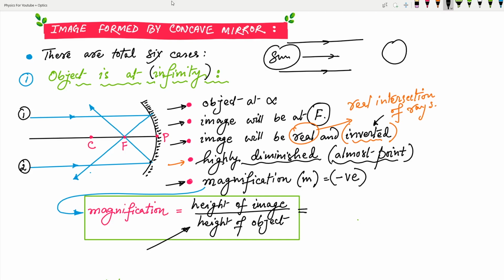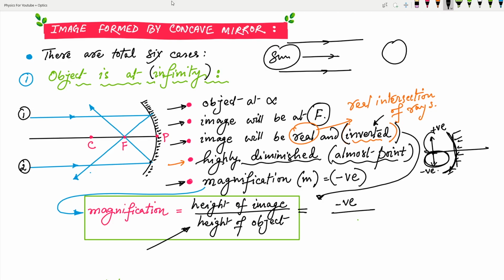Now I have already discussed in my earlier video the sign convention in case of optics, and we have said that if this is the mirror and if we move up, then we will take it as positive. If we move down, then we will take it as negative. Now the image formed is inverted, isn't it? If the image formed is inverted, then the height of the image will be downwards like this, therefore it will be negative, and height of object which is upright or erect will be taken as positive because we are going upward. So negative divided by positive will be negative. Therefore we can say that magnification will be negative.